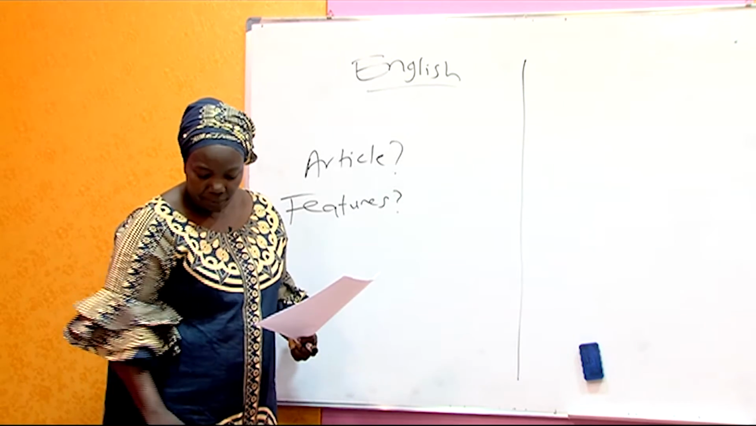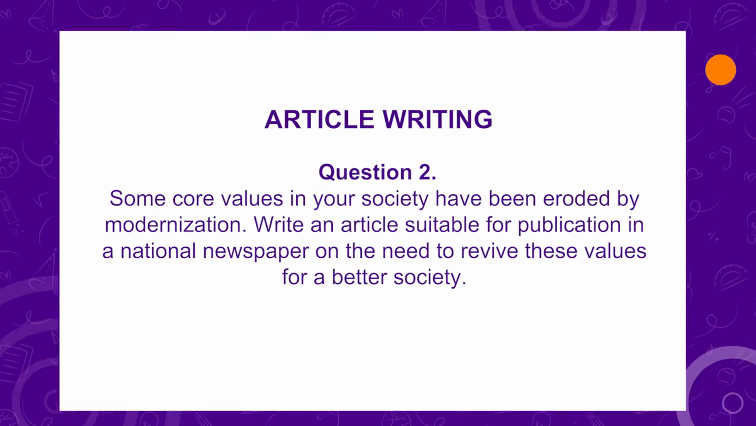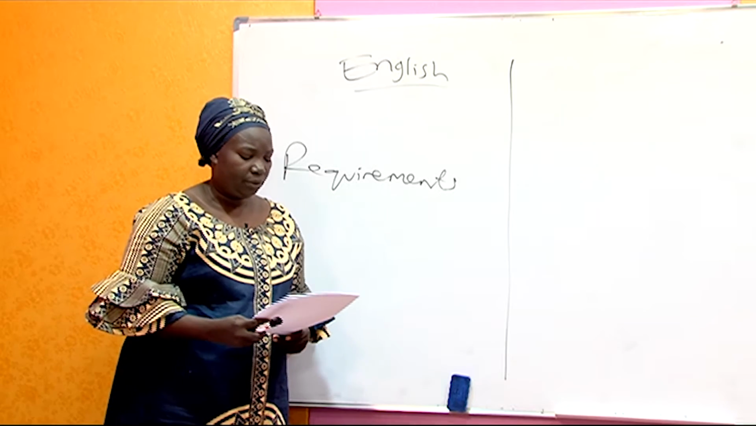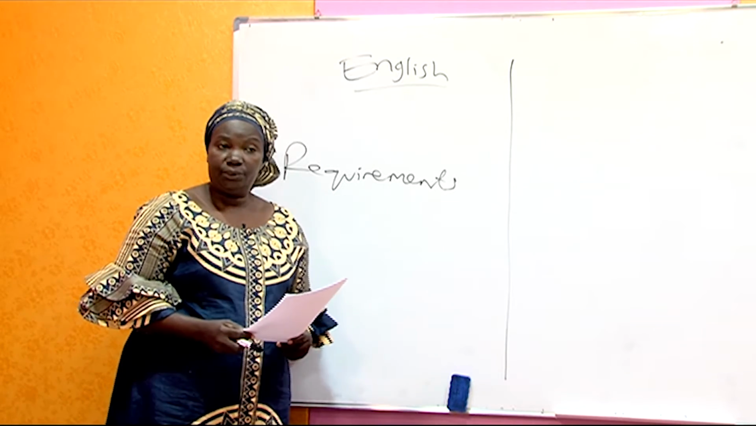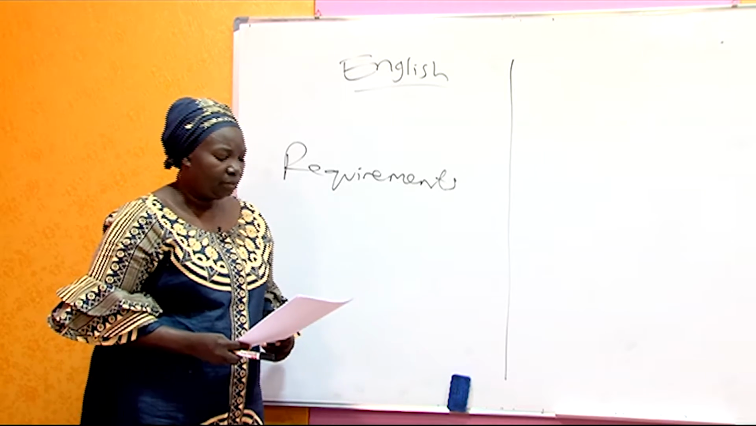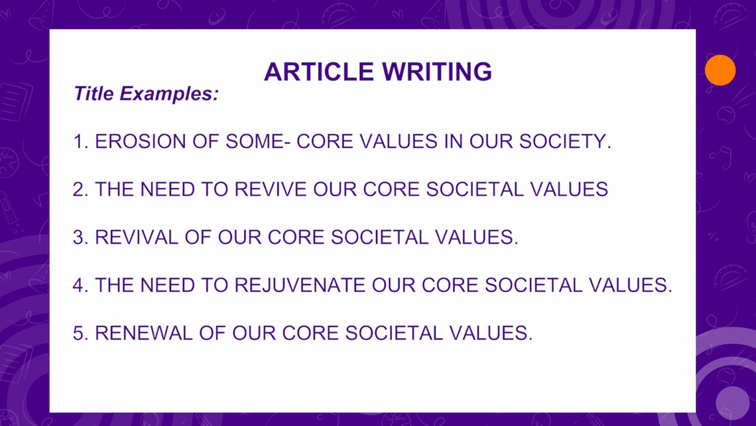Question 2, you have your title. What are the requirements for question 2? We have title examples: Erosion of some core values in our society. Mind you, question 2 talks about the erosion of our core values in society. Another suggested title is the need to revive our core societal values. Revival of our core societal values. The need to rejuvenate our core societal values. Renewal of our core societal values. These are some of the suggested titles that you can use.